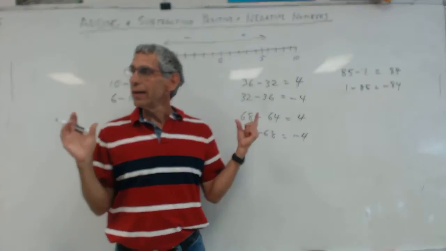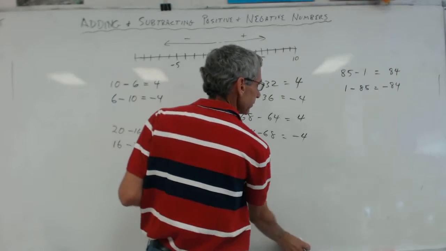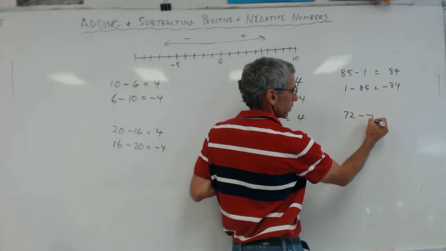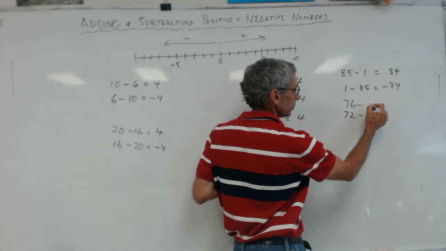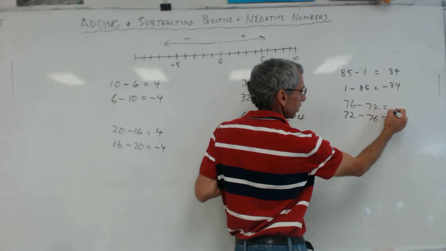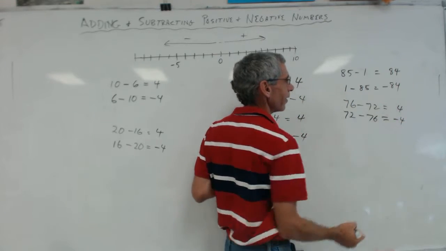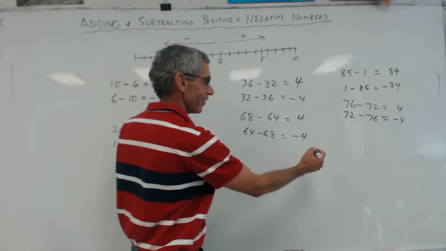So guys, let's try a few more. Let's just shout out a few more. 72 and 76. Okay. And let's do this one first. 76 minus 72. Oh my God, no, that's 4. And negative 4. So there's only one exception so far. That's great.